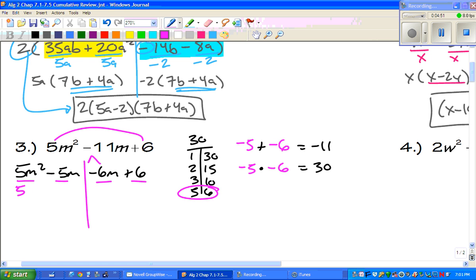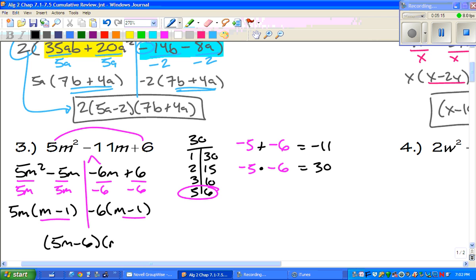The GCF of the front is 5m. Of the back, it's negative 6. And we need to divide that out, you get m minus 1, and we get m minus 1. Those are the same. So when we're done, we get 5m minus 6, m minus 1 is our final answer.